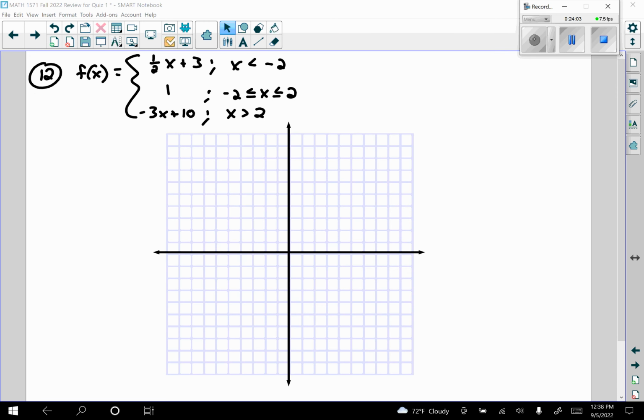For problem number 12, I'm giving you a piecewise defined function, and I want you to graph it. So let's take a look at these pieces.